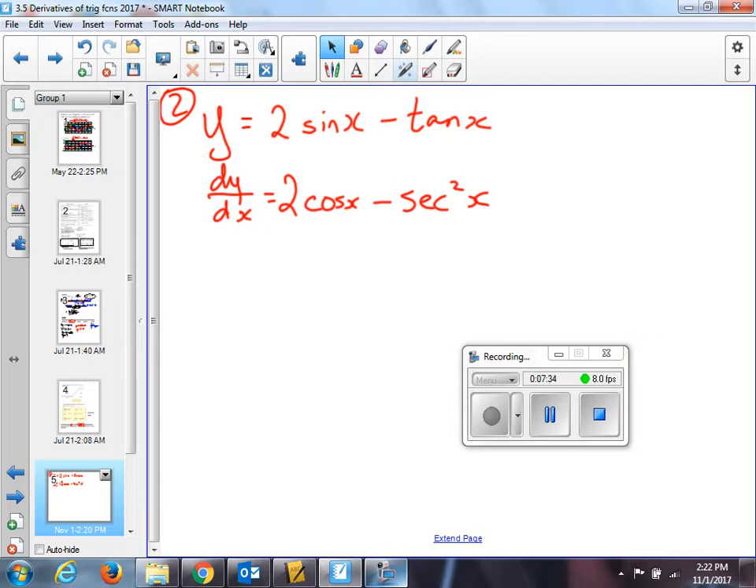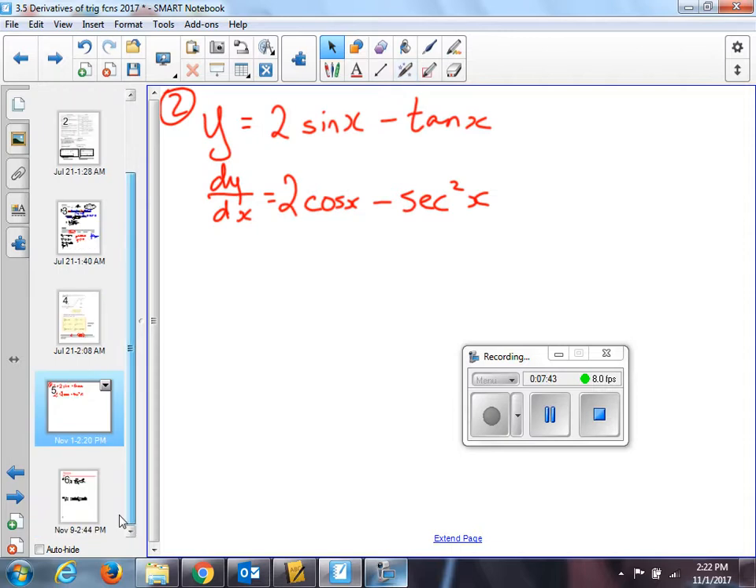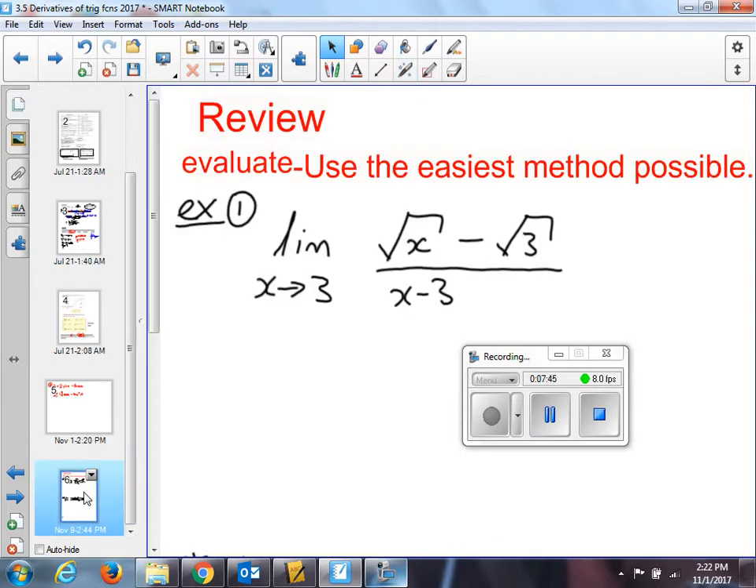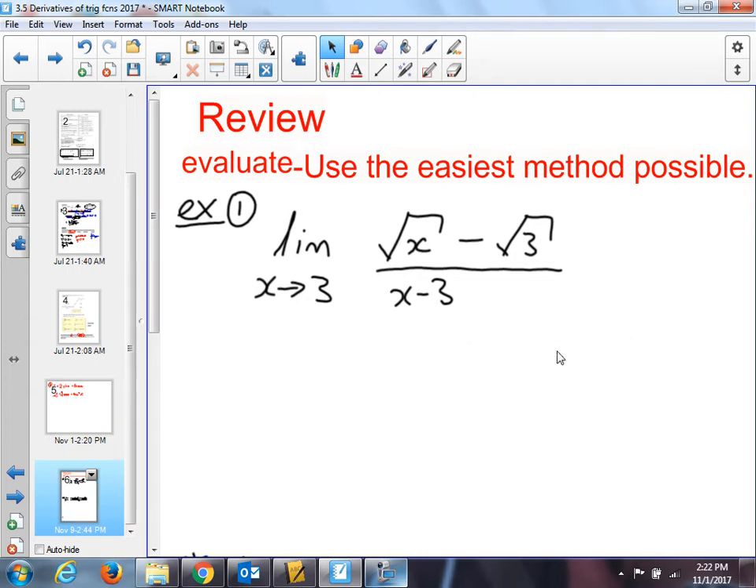Now, do I have something else on there on another page with review? Yeah. Good. Well, let's see what you guys can tell me about this. Evaluate using the easiest method possible. Now, I include this because I don't want you forgetting stuff from a little ways back. This is a limit question. There's a couple ways we could evaluate this. Any ideas?